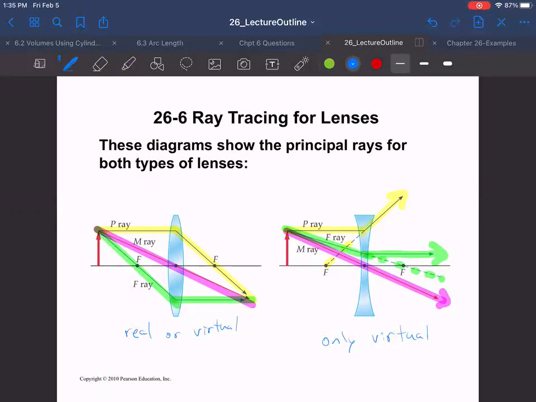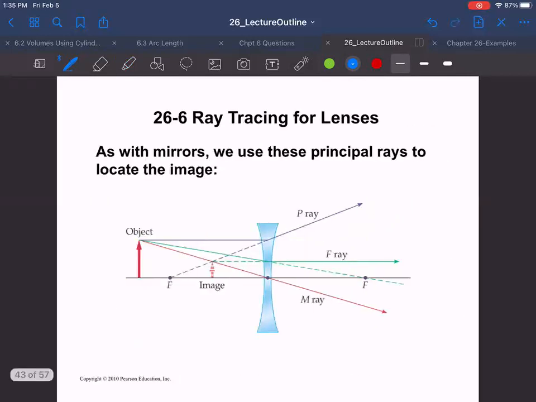At the focus, we're going to get no image. Outside the focus, we're going to get the same results we were getting for the other one, except instead of saying the center, we'll say twice the focus. So like outside twice the focus, we get a reduced real image. At twice the focus, we get the same size of a real image. Inside between the focus and twice the focus, we get that enlarged version of a real image. At the focus, no image or image at infinity, and inside, enlarged virtual. So we're gonna get the same results here. Okay, it's pretty neat here.